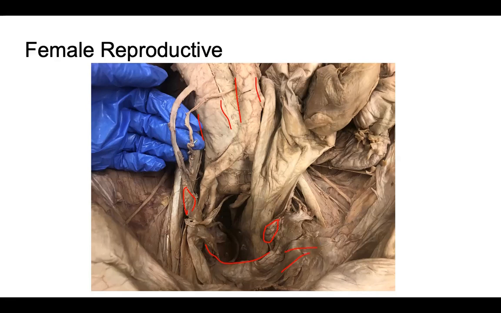The vessels that we're seeing here are the ovarian artery. So we can see how this is slightly more tortuous, where it kind of takes turns and bends and winds. And that is the nature of the artery.